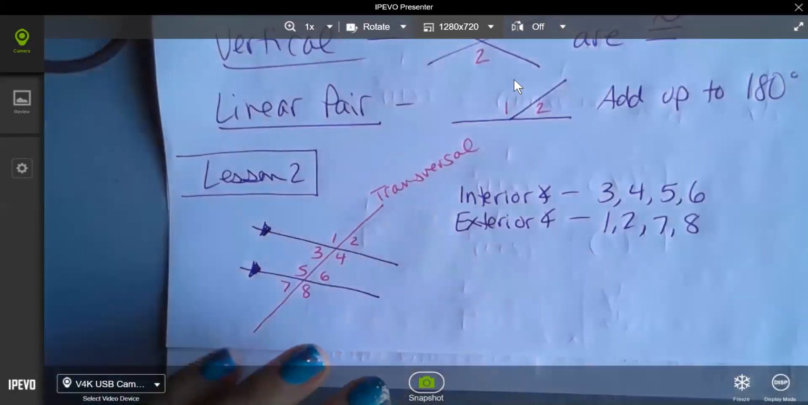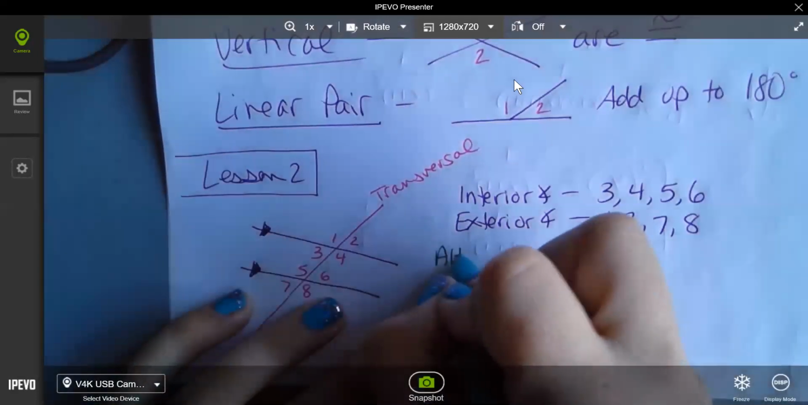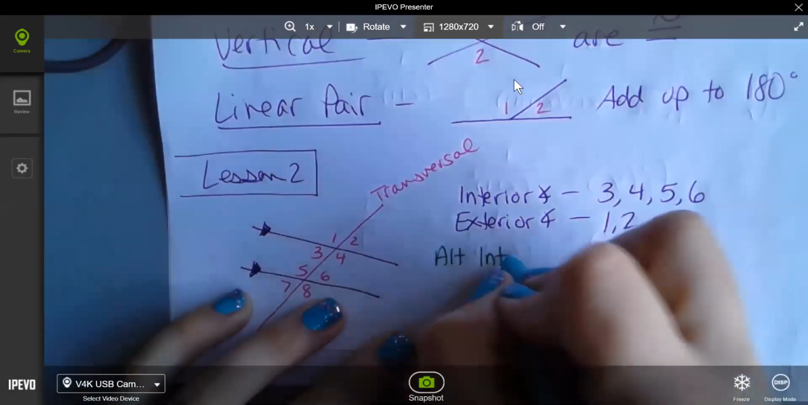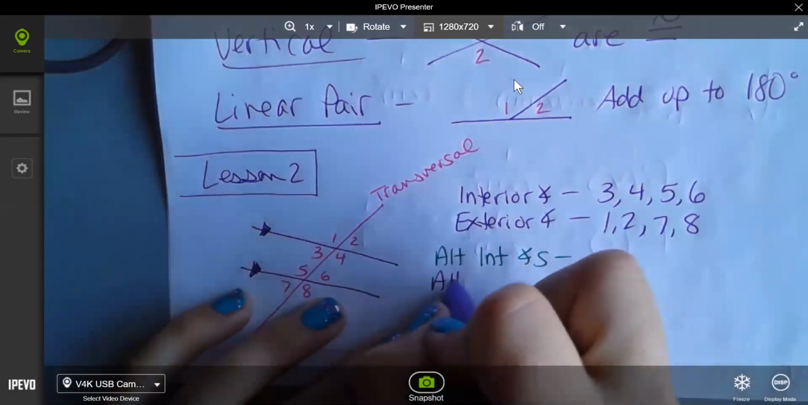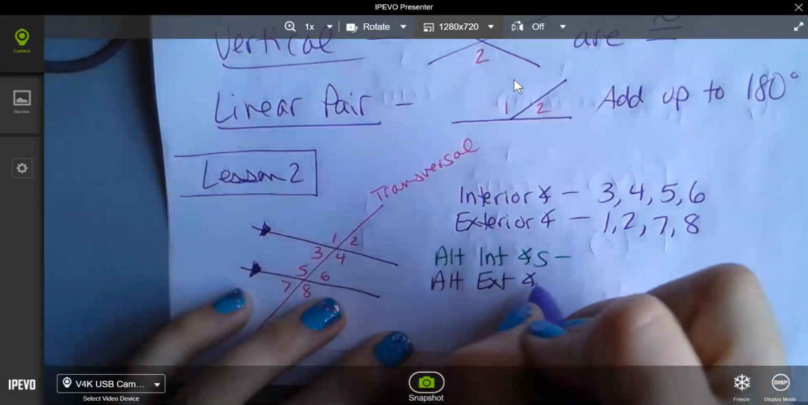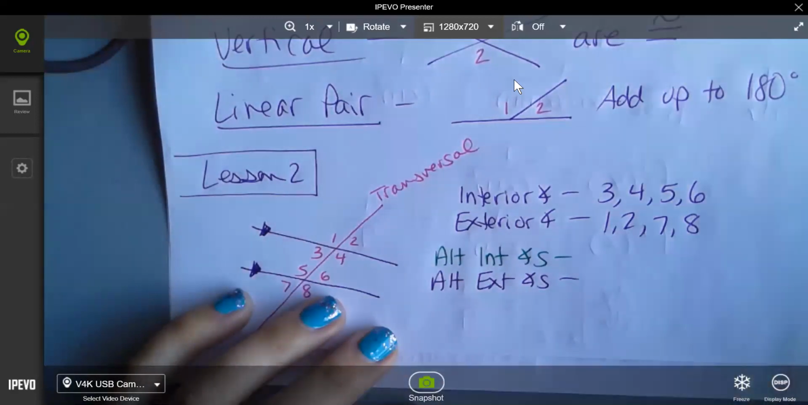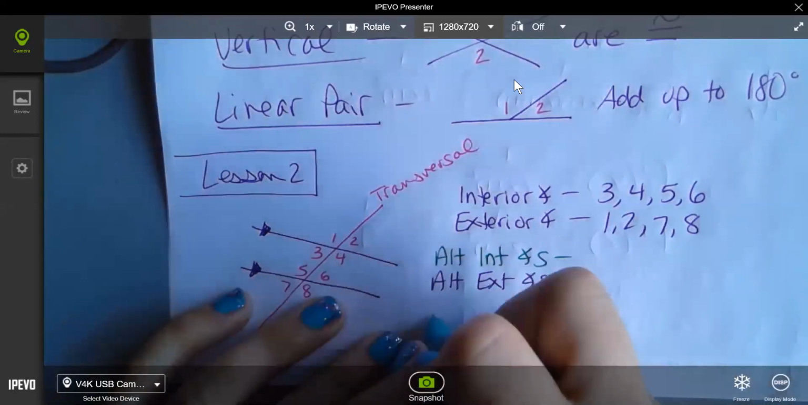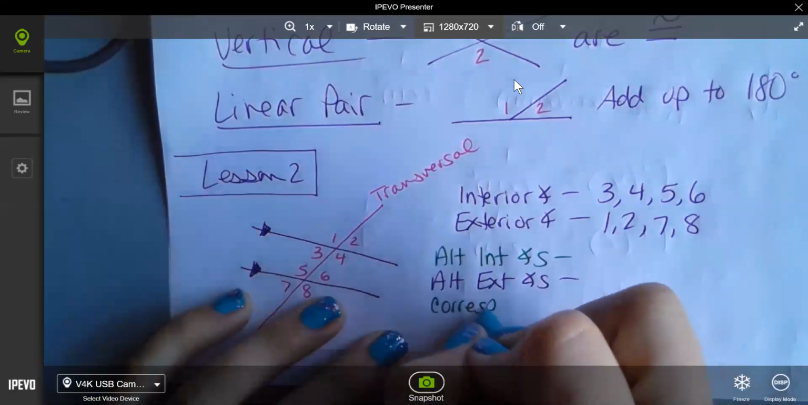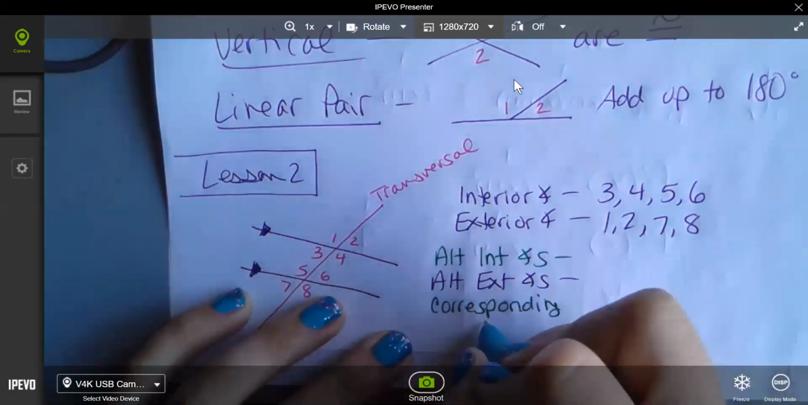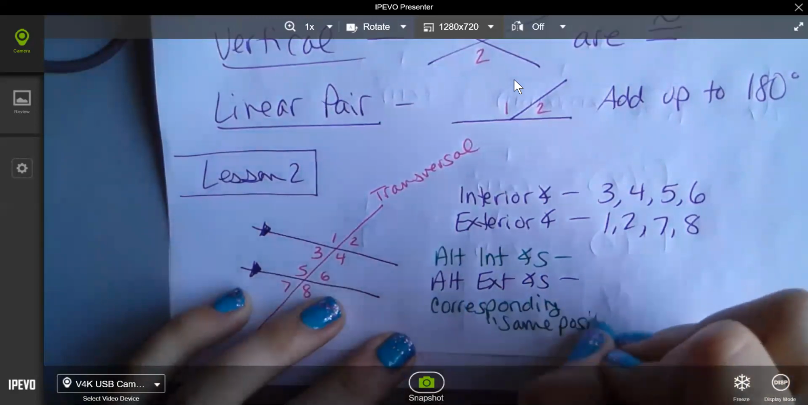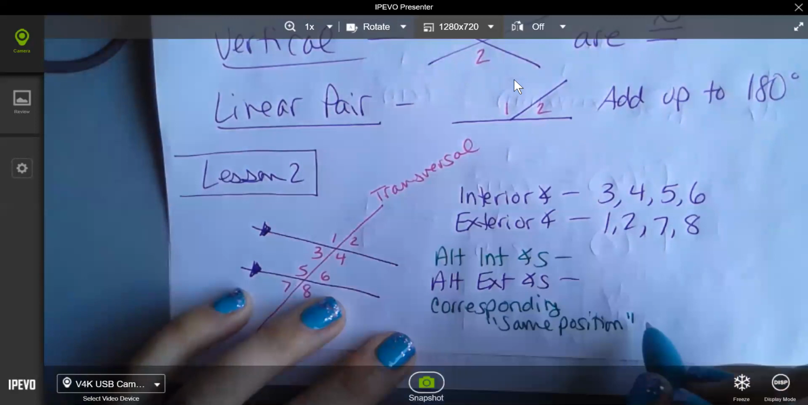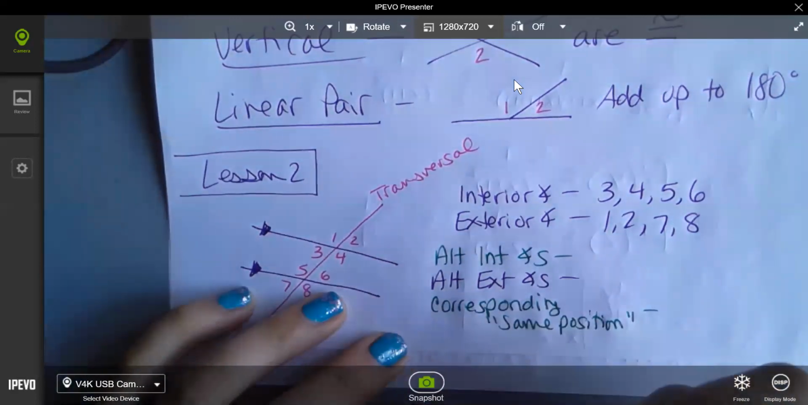Then we learned about alternate interior angles, alternate exterior angles, corresponding, which means same position, and consecutive interior.